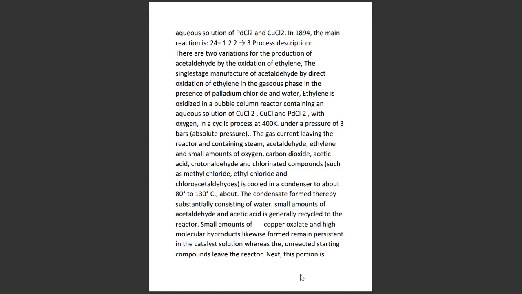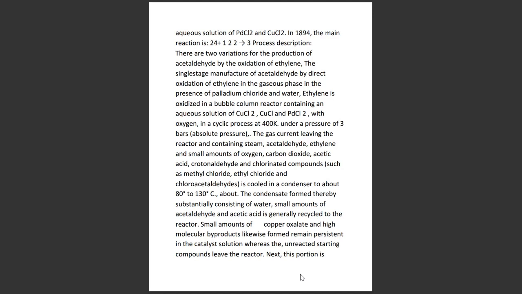There are two variations for the production of acetaldehyde by oxidation of ethylene. A single stage manufacture of acetaldehyde is by direct oxidation of ethylene in a gaseous phase in the presence of platinum chloride and water. Ethylene is oxidized in a bubble column reactor containing an aqueous solution, with oxygen in a cyclic process at 400 Kelvin. Under a pressure of 3 bar, the gas current leaves the reactor containing steam, acetaldehyde, ethylene, and a small amount of oxygen.